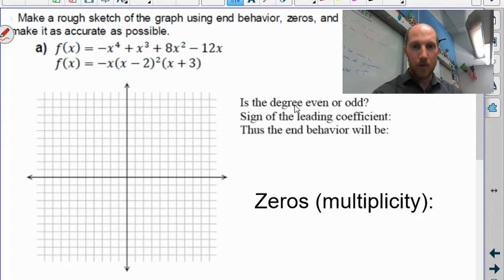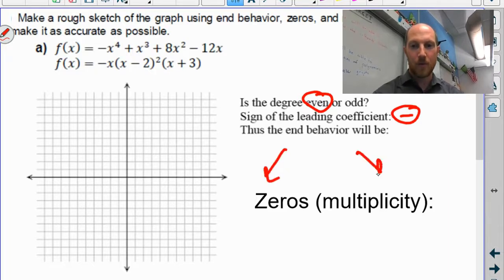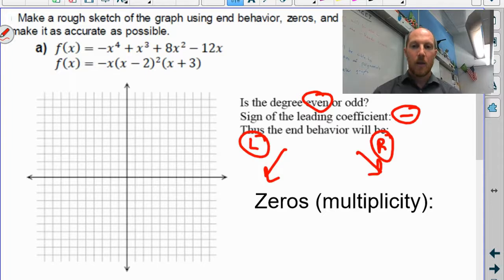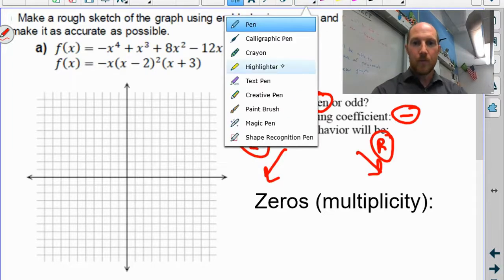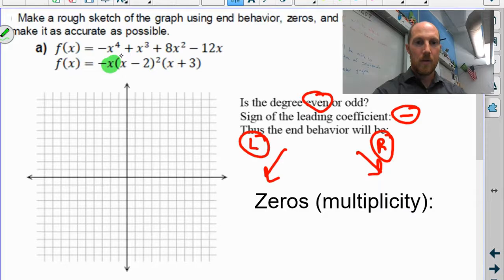So the degree is 4. That's even. The leading coefficient is negative. End behavior for an even degree and a negative leading coefficient is going to be down at the left, down at the right. My zeros come from this root, this root, and this root.